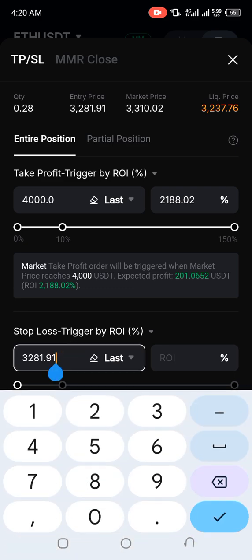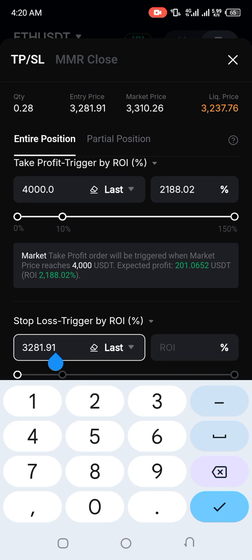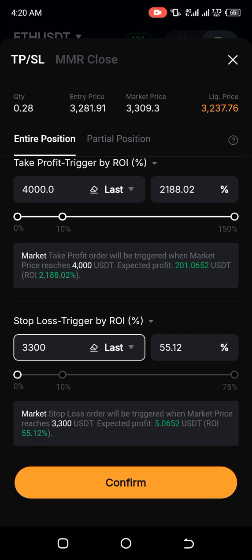So, but my stop loss is set to entry, which is 3281.91. If I increase it, let's say by 300, can you see? It will now be in profit instead of loss. You can now see that I'm now at 55.12%. I have secured about 55% of what I was seeing. So if I confirm it here, all the profits there, I have locked in $5.